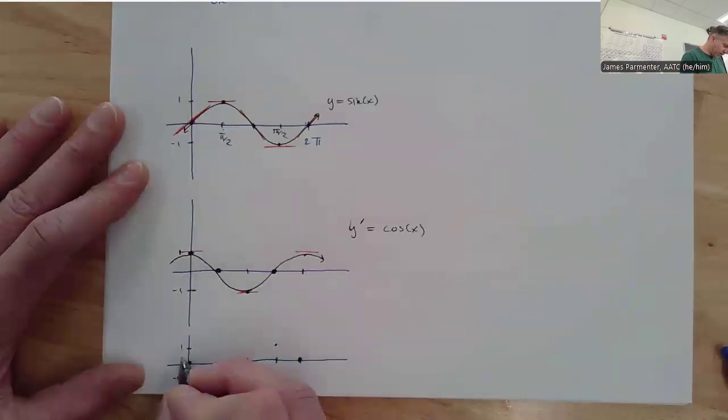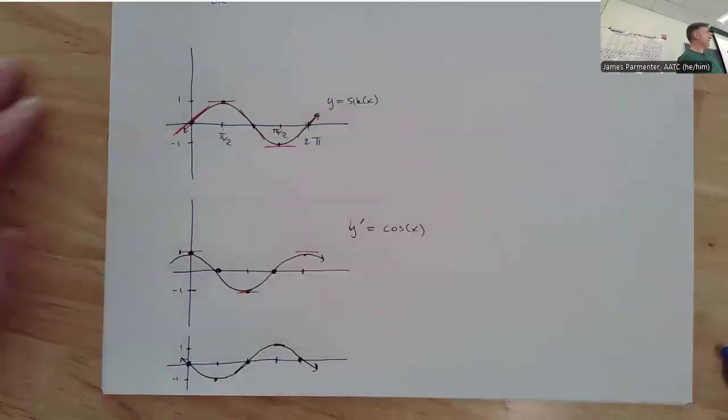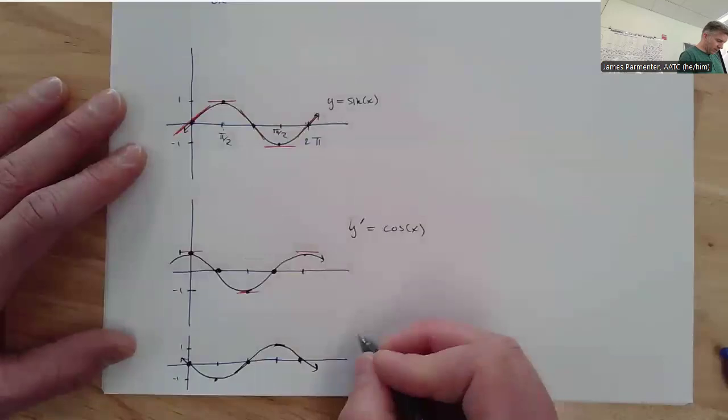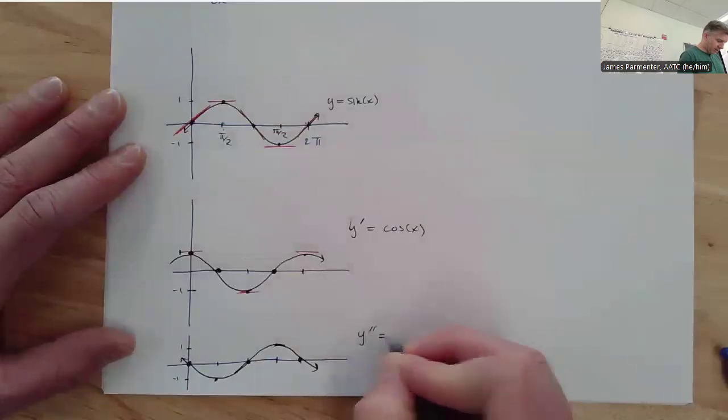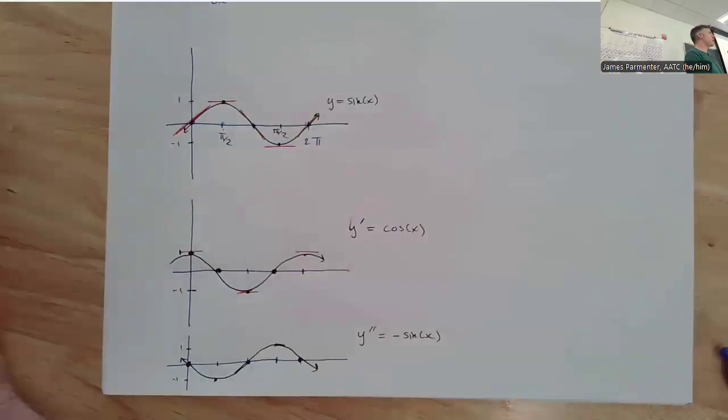So we have a graph that looks kind of familiar. It looks like I've taken the sine graph and flipped it over. Or in other words, I have negative sine. So the derivative of cosine, or the second derivative of sine, is equal to negative sine. Kind of great.